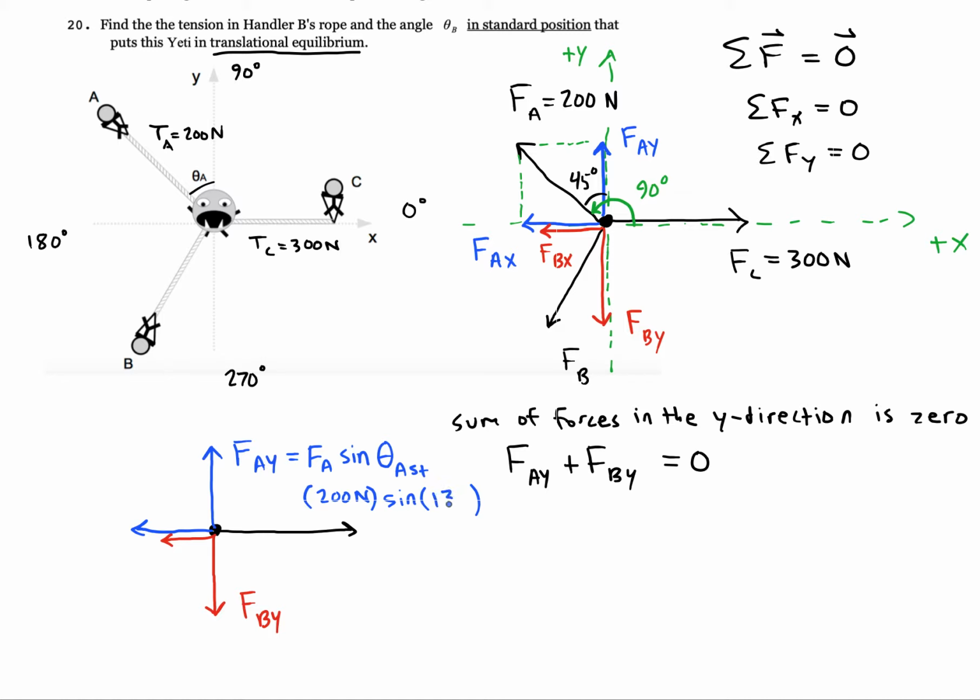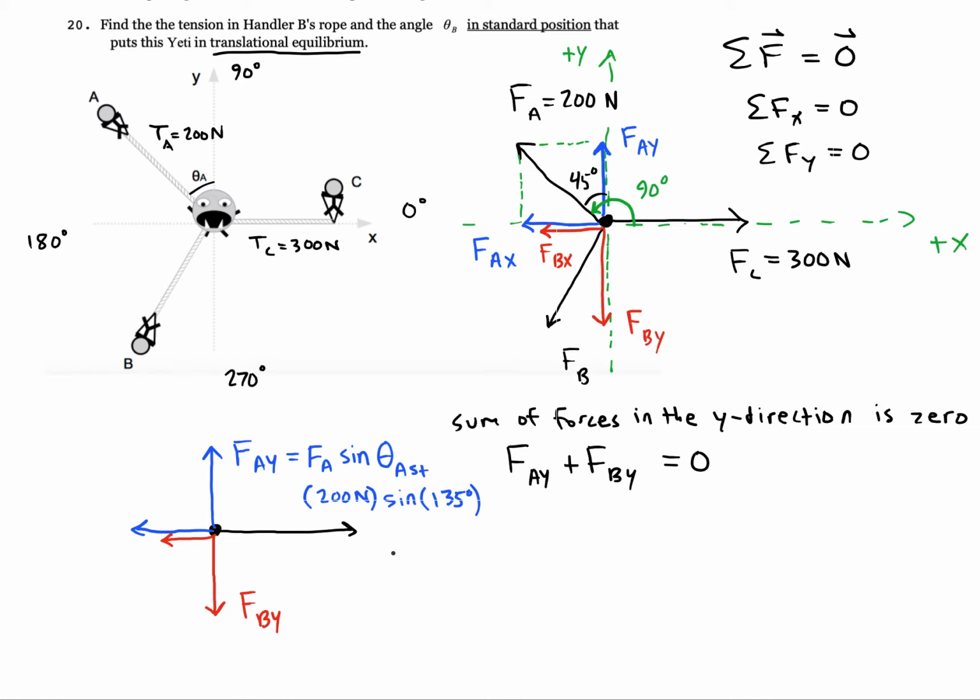Perfect. Now you don't have to use standard position angle in order to find the component. Some people don't do it that way. Some people will just take the triangle there and make their own SOHCAHTOA triangle. So they'll know that this is 45, and that the hypotenuse is 200. So they'll say, okay, cosine 45 equals the adjacent over the hypotenuse. And so that's another way of finding it. It's just up to your preference, standard position or not.